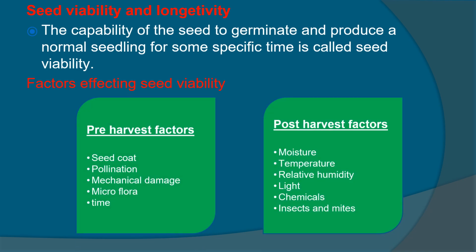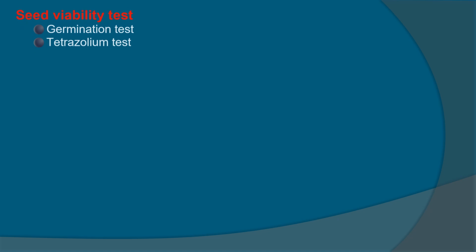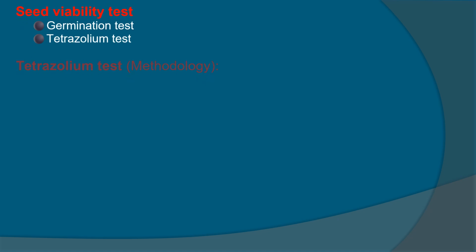Pre-harvest factors: seed coat, pollination, mechanical damage, microflora, time. Post-harvest factors: moisture, temperature, relative humidity, light, chemicals, insects and mites. Seed viability tests: germination test and tetrazolium test.